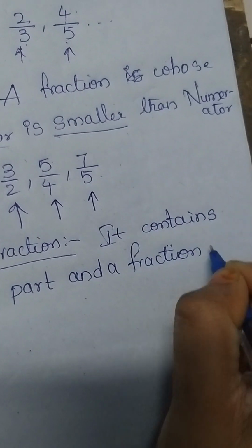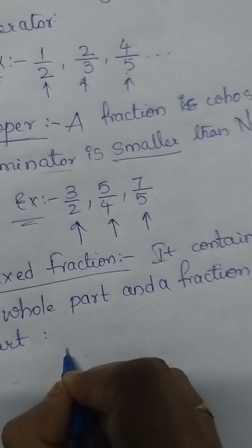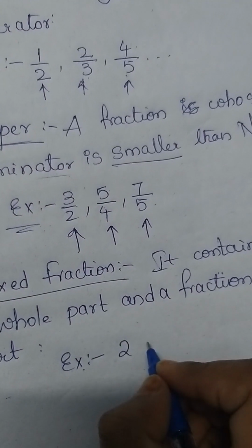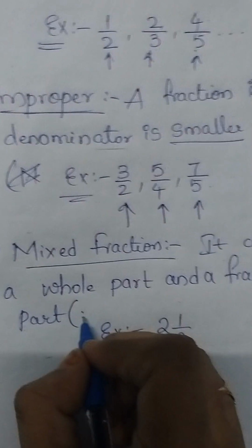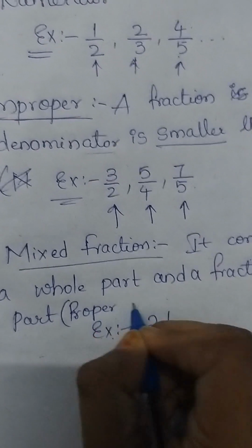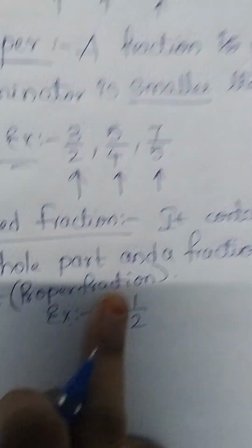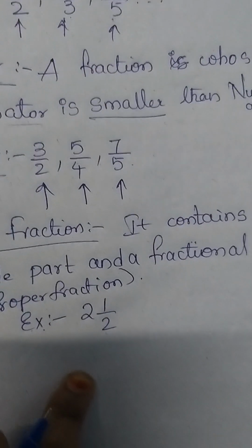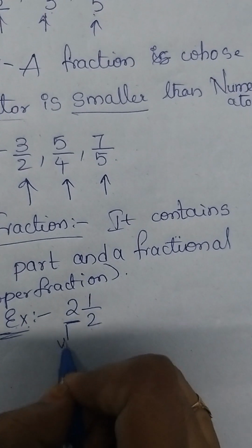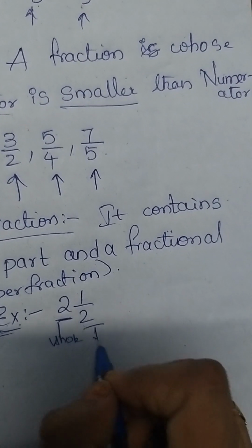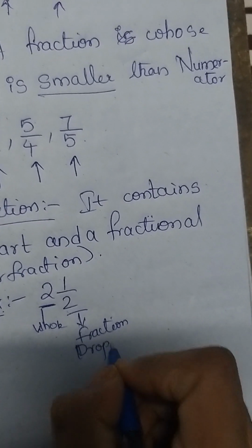Means it contains a mixing of two parts. That is example 2. Fractional part means 1 by 2. Fractional part will always be a proper fraction. Means it must be a proper fraction, children. It can't be improper, means its denominator is greater. So in a mixed fraction, there is a whole part and a fractional part, and the fractional part must be a proper fraction.